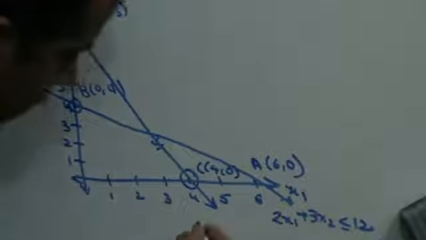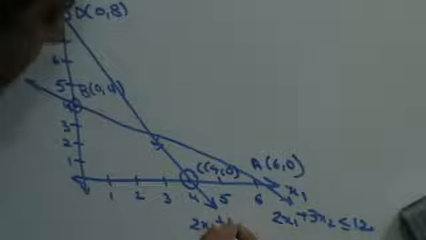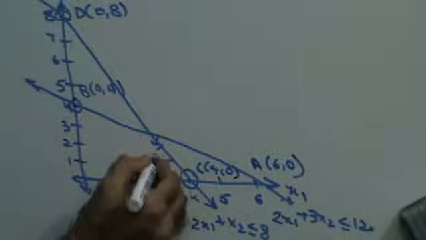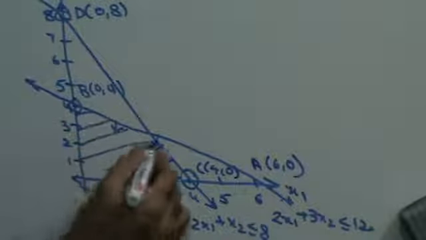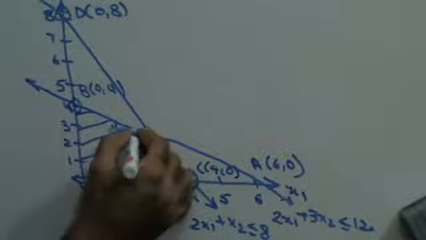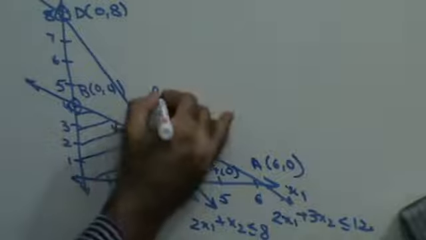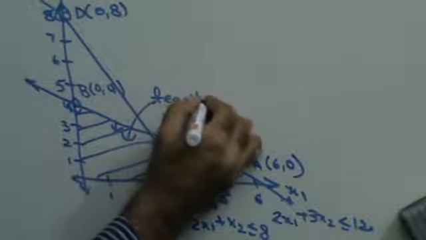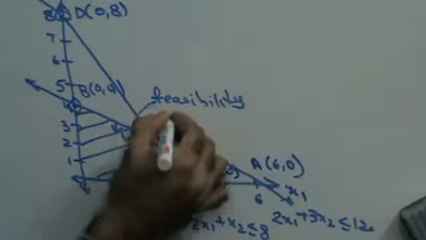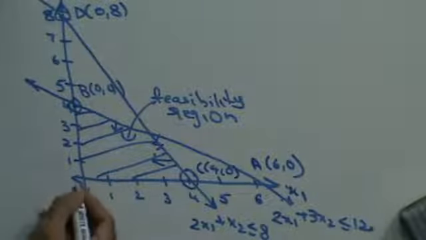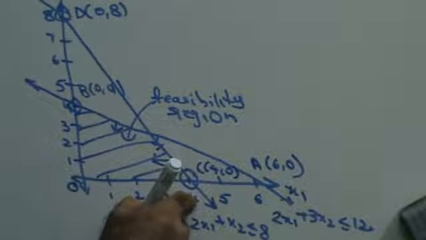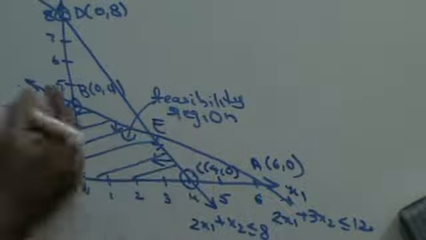Right? So I'll get this as 2x1 plus x2 is less than or equal to 8. Less than has to be behind this line. So the common region is going to be this. This is going to be, guys, my feasibility region. Your feasibility region is made up of 4 corner points: O, C, we will call this point as E, and D.